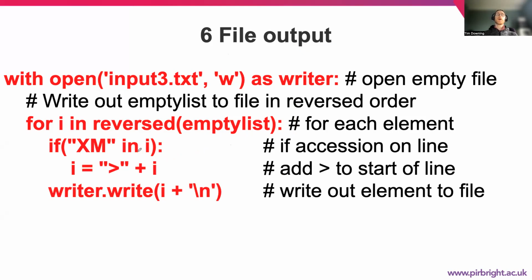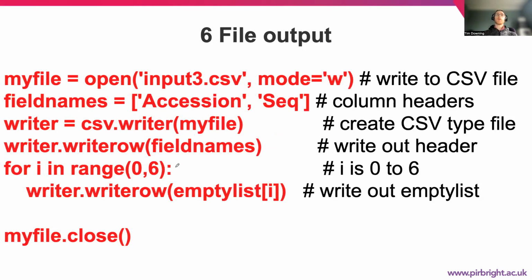We can also do things inside there, and we have the example before where we change XM to put a greater than symbol beforehand at the start, like faster forward files. And then we have an example with the CSV format where here we're writing out to it. We might create field names for the CSV, which are a session and a sequence.